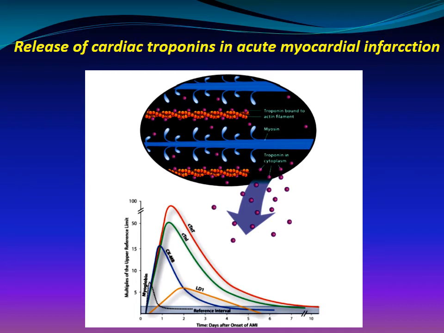Release of cardiac troponins in acute myocardial infarction. The majority of troponin is structurally bound in the contractile apparatus of the myofibril, but approximately 7% of troponin T and 3 to 5% of troponin I is free in the cytoplasm. After damage to the myocyte occurs, there is a biphasic rise in serum troponin that corresponds to the initial release of free cytoplasmic troponin followed by the gradual dispersion of myofibril-bound troponin complex.